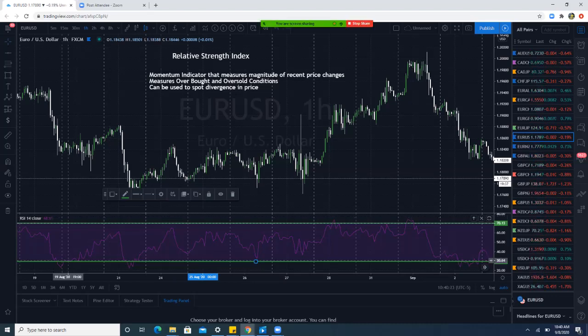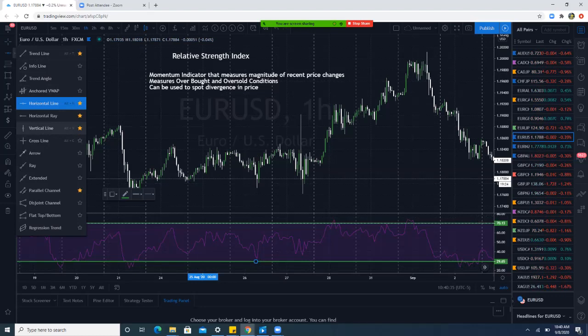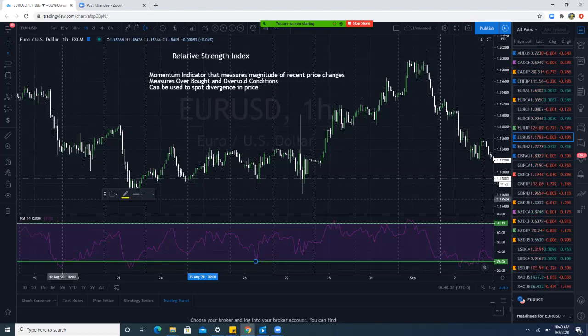So if you look here, we'll use some examples. And the reason I say you want to use this with other confirmations is because you should not just trade anything all by itself. But these are things that can build your story and build your bias towards a certain opportunity in the market.